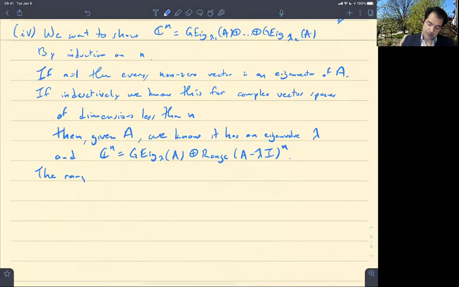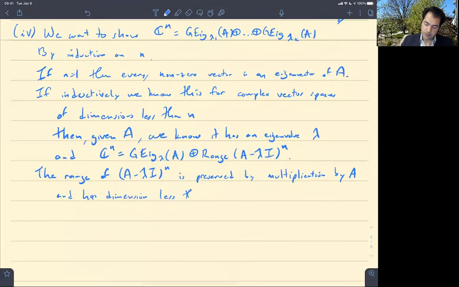Now, the range of (A minus lambda times the identity) raised to the nth power is preserved by multiplication by A. That's easy to see. And it has dimension less than n, right? Because we know that there is at least one eigenvector corresponding to this eigenvalue, so this generalized eigenspace has dimension at least 1. So we can apply our inductive hypothesis. Right, so that takes care of 4.